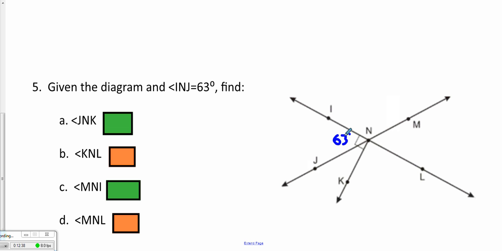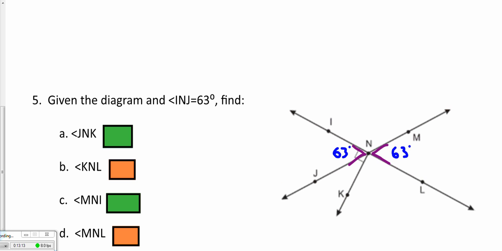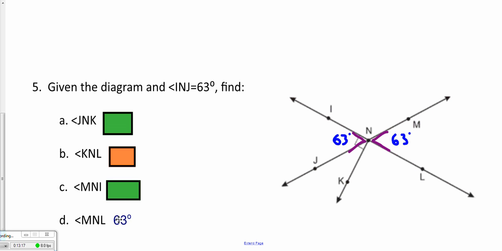So first thing we're going to find is if this one is vertical with this one, remember we've got our crisscrossing lines here and here, which means vertical angles should be the same. I'm going to draw them in the same color as well and show that if this one is 63, this also has to be 63. It has to be because they are vertical angles. Because these two are both going to be vertical angles, then I can say that angle MNL, this last one, has to be 63 degrees.